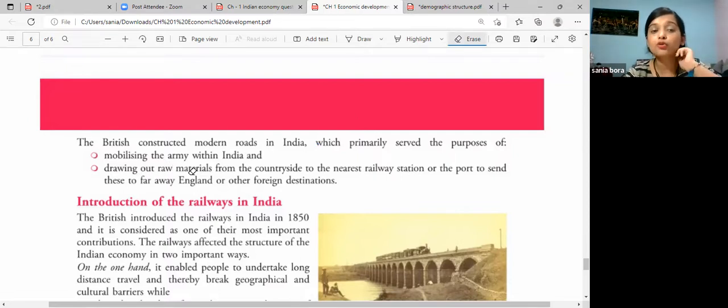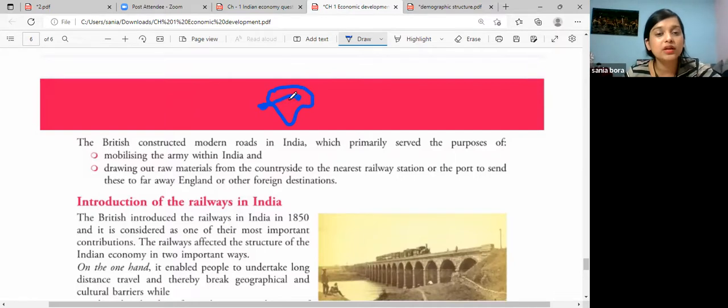Next, drawing out raw materials from the countryside to the nearest railway station or the port so that they can send it to England or anywhere. You knew that they were taking raw materials from India. So earlier, for example, if this is India, and this is the port, and here the raw material is available, from here to here there is no port. How will they take this material from here to there?